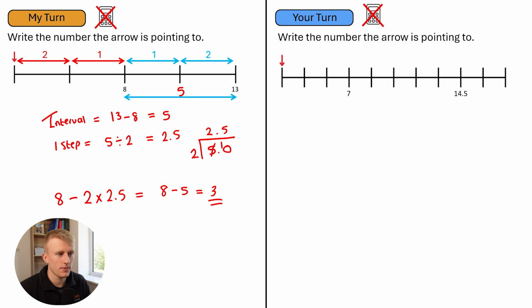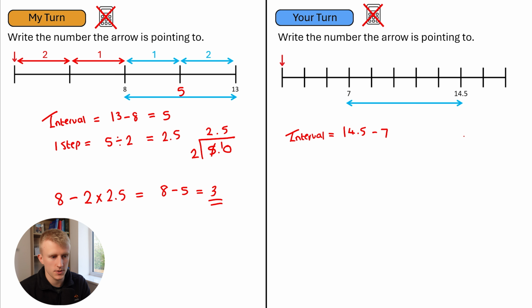All right, let's run through it. So it says, write the number the arrow is pointing to. Let's start by working out our interval. So our interval is the difference between 14.5 and 7. Our interval is going to be 14.5 subtract 7.